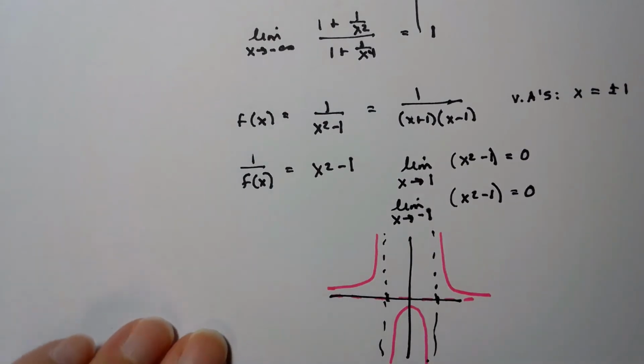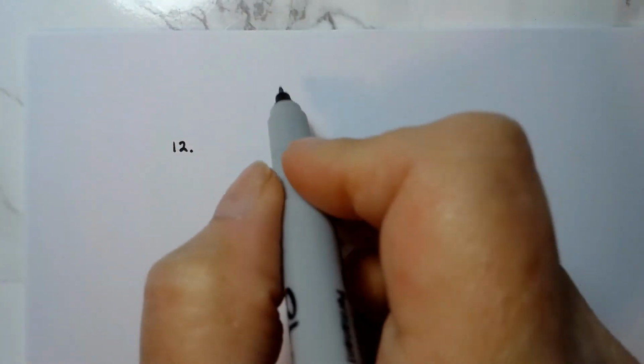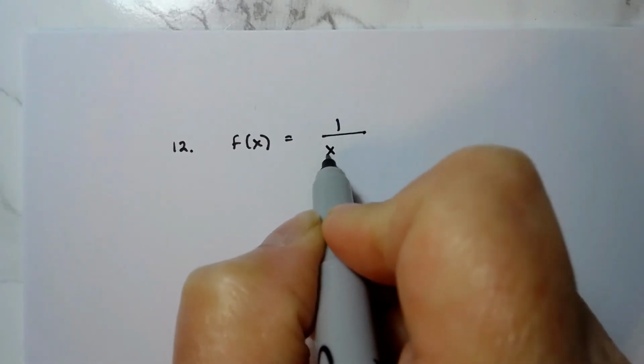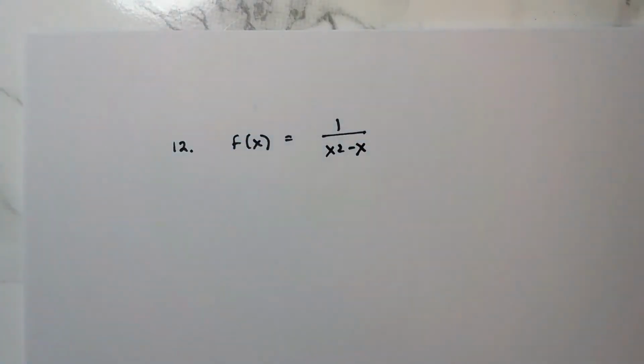Okay, so one more example on this stuff. Let's see. So this is going to be number 12 from the book. The function is 1 over x squared minus x, and they want you to find the vertical and horizontal asymptotes.